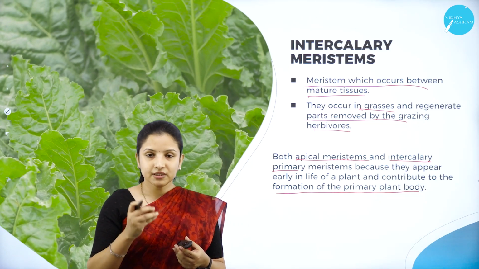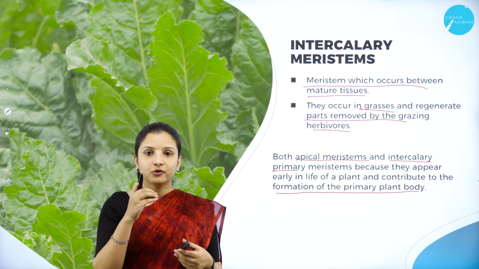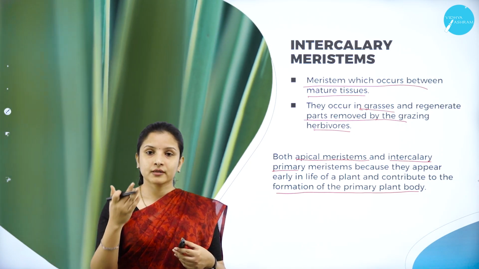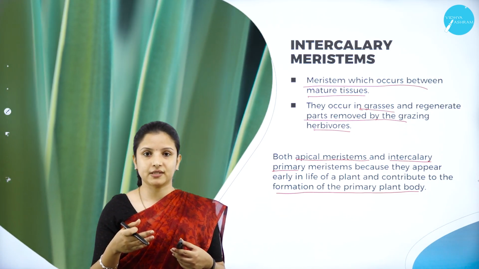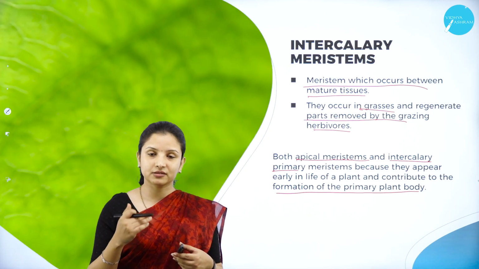So from a seed, if the seed will develop a plumule and that plumule will generate a shoot, and that shoot should grow, then what should be present? The shoot apical meristem. Likewise, the root also, if it has to grow, the root apical meristem should be present.